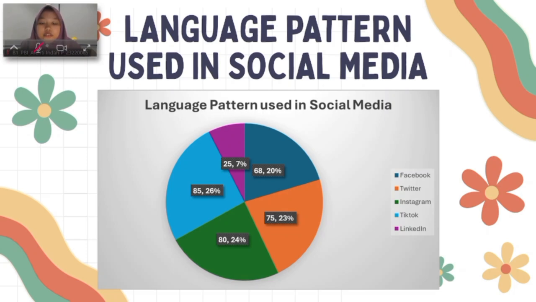Twitter has 75.23%. Instagram has 24%. TikTok has 85.26%, and LinkedIn has 25.7%. So the most popular language pattern used in social media is TikTok, based on this pie chart.